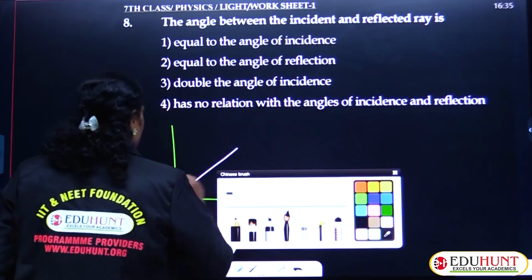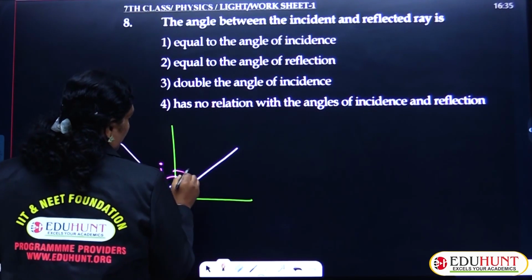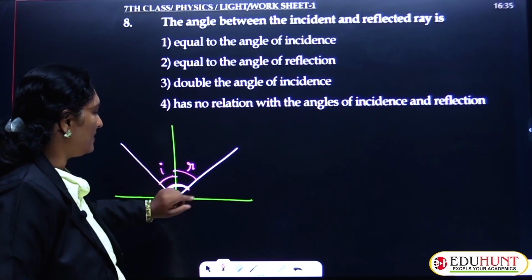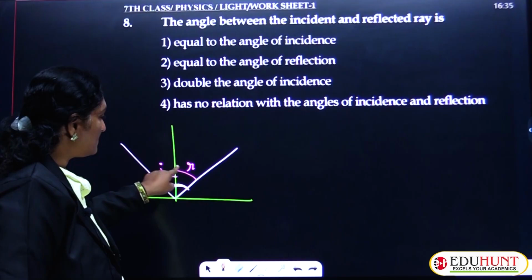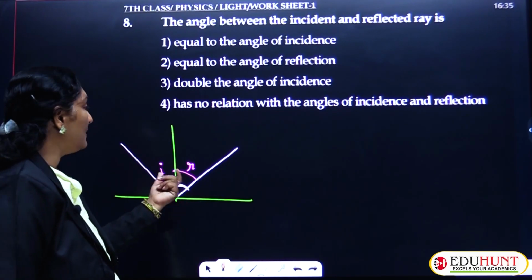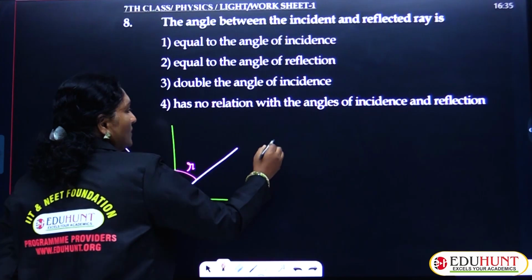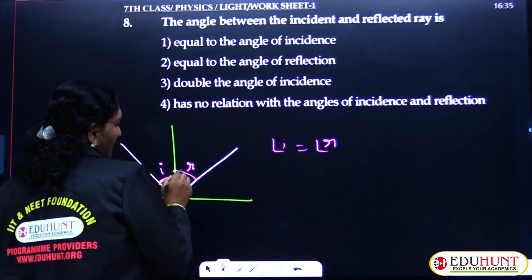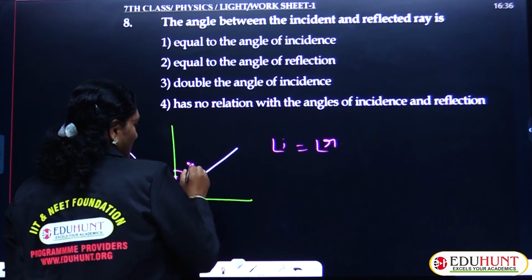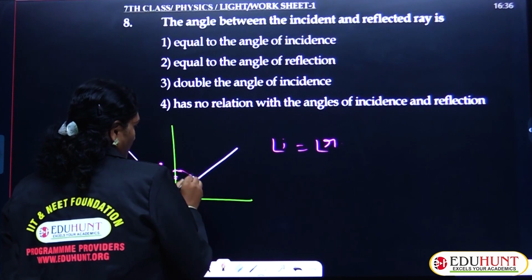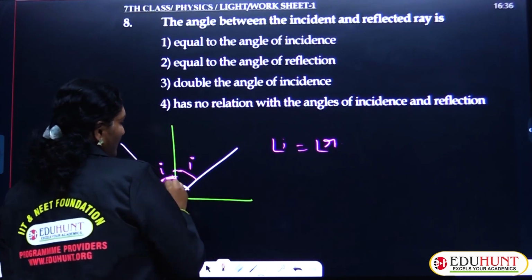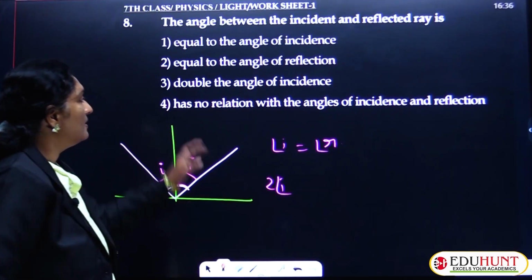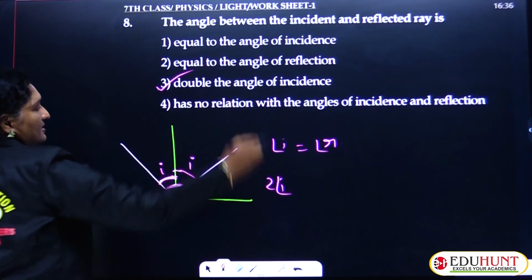We know that this portion is the angle of incidence and this portion is the angle of reflection. Is it equal to the angle of incidence, this total angle? No. Is it equal to this particular angle, this total angle? No way. Double the angle of incidence? Of course, because we know that angle I is equal to angle R. So if this happens to be I, this can also be taken as I. I plus I, total angle is I plus I, totally 2I. Hence, double the angle of incidence.